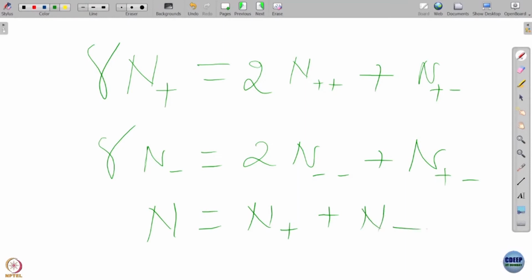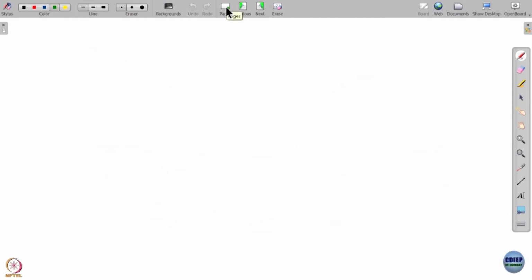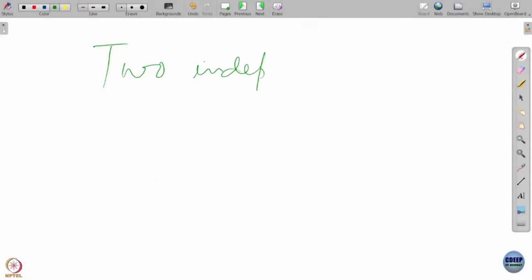So, I started with 5 variables that enter the Hamiltonian, but now I find that those 5 variables are not independent, they have 3 relations between them. So, I now have essentially 2 independent variables. Now, that tells me that I can have a choice of 2 independent variables. So, what are the 2 independent variables I choose? Can you make a guess?